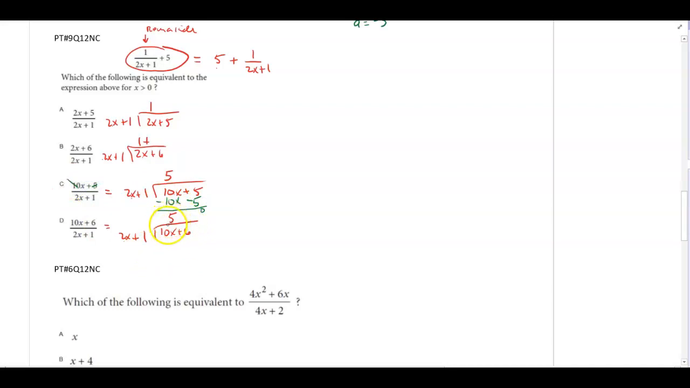Here, remember when I multiply and bring it down, I have to change the sign. 5 times 2x is 10x, I'm going to subtract it. 5 times 1 is 5, I'm going to subtract it. 6 minus 5 is 1, and that's my remainder. So I know letter D would be the answer. Obviously, there are easier ways for you to determine which ones to eliminate right away, but I want to show you the approach to each one.